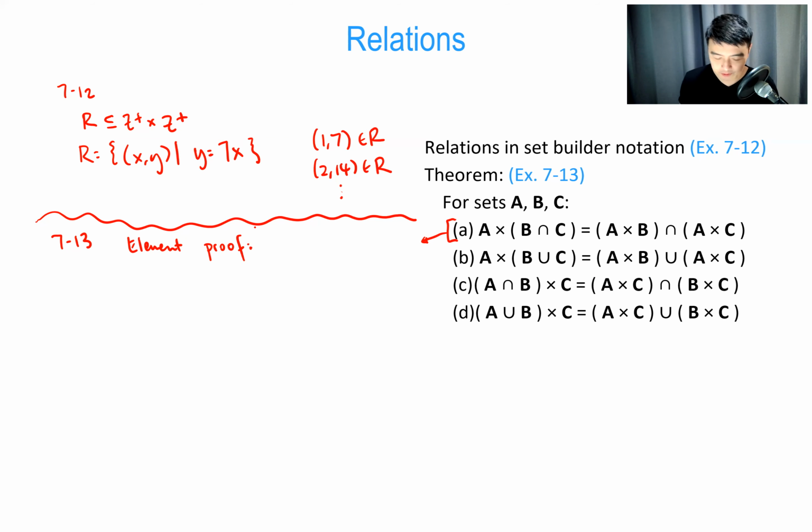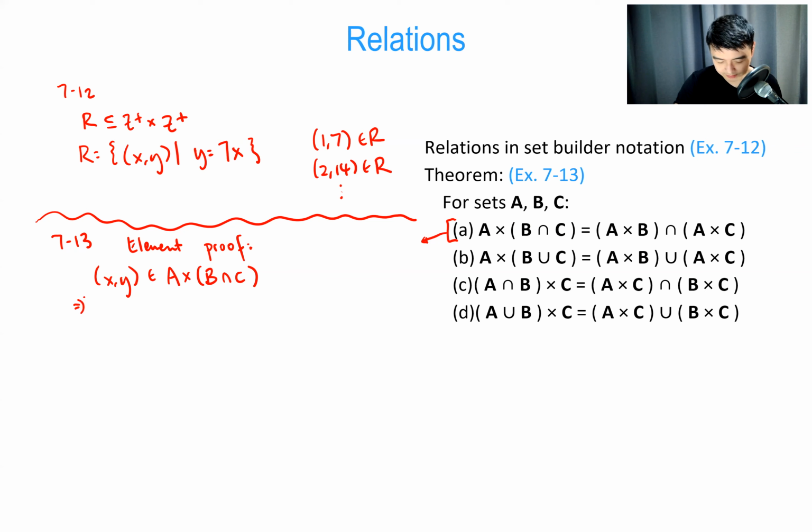All right, so the element proof goes like this. Let's imagine that xy is in the set A cross B intersect C. Now, if you take a look at the left-hand side of this expression, A cross B intersect C is equal to, so has the same elements as A cross B intersect with A cross C. Okay, so the element proof goes like this. For every single element, I want to make an argument about where these elements are.